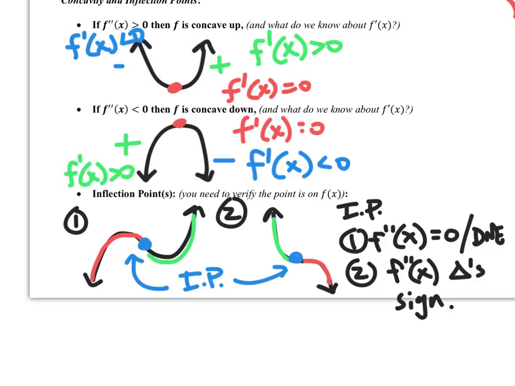At each of these two blue points here, f double prime of x would equal 0, and then it changes from a positive second derivative to a negative, or a negative to a positive.